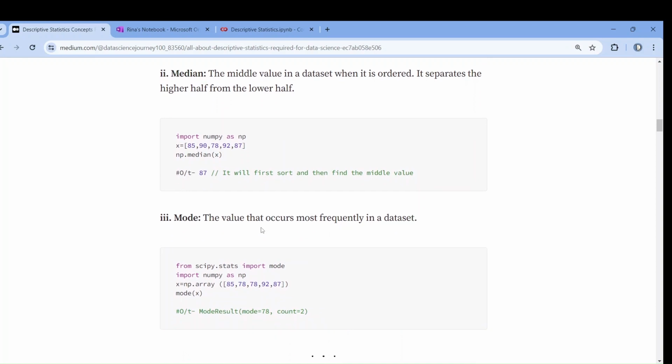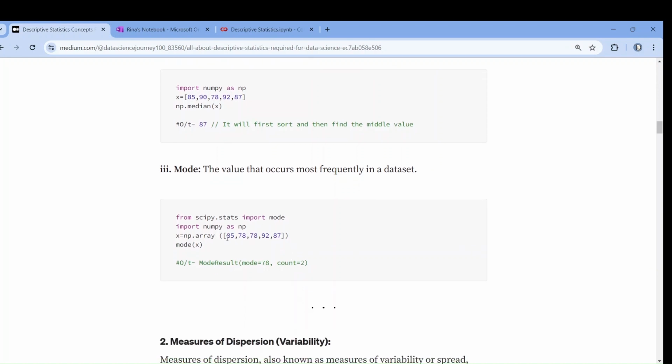Fine. Now mode means the value which occurs most frequently in the data set. Here see, 85 occurs once, 78 occurs twice, 92 once, 87 once. So what is the mode value here? 78. What is the count? Count equal to 2. So you can understand which data occurs most frequently in the data set. Okay.